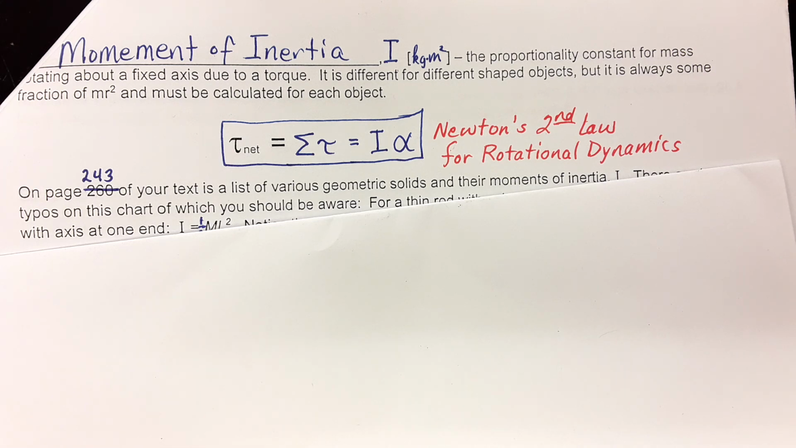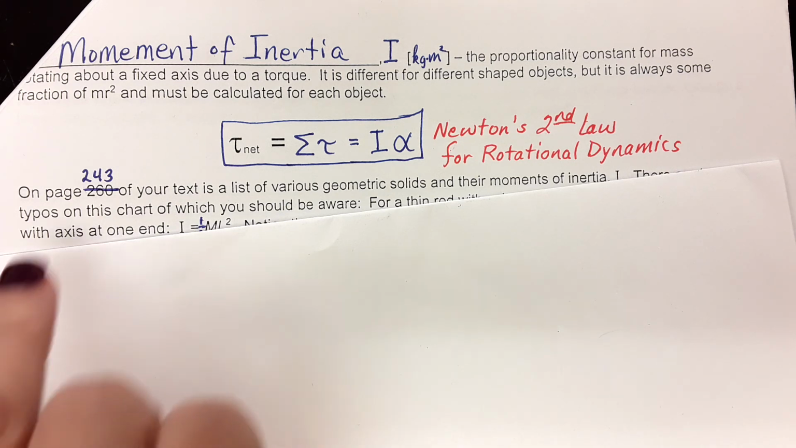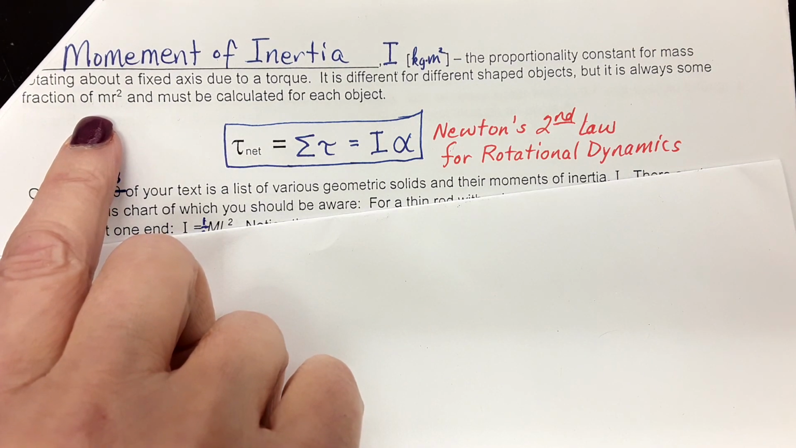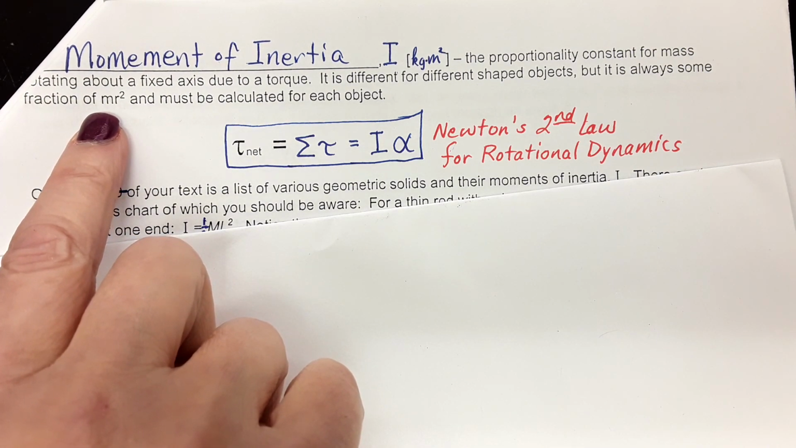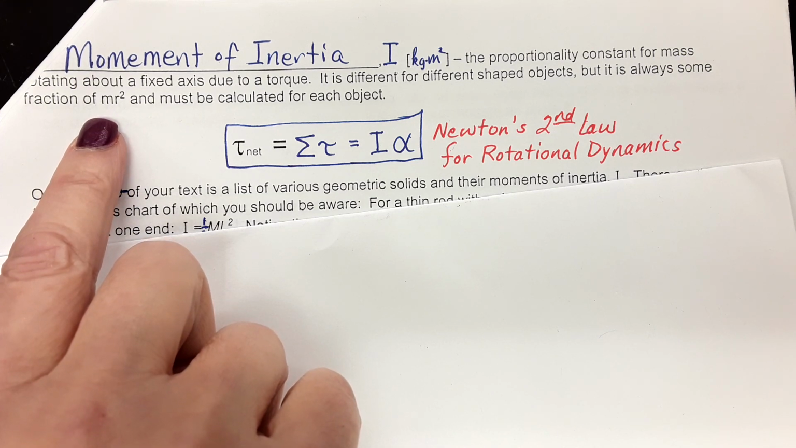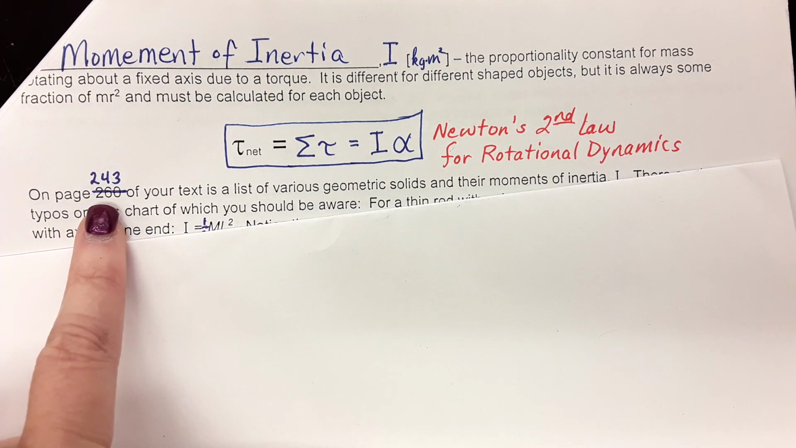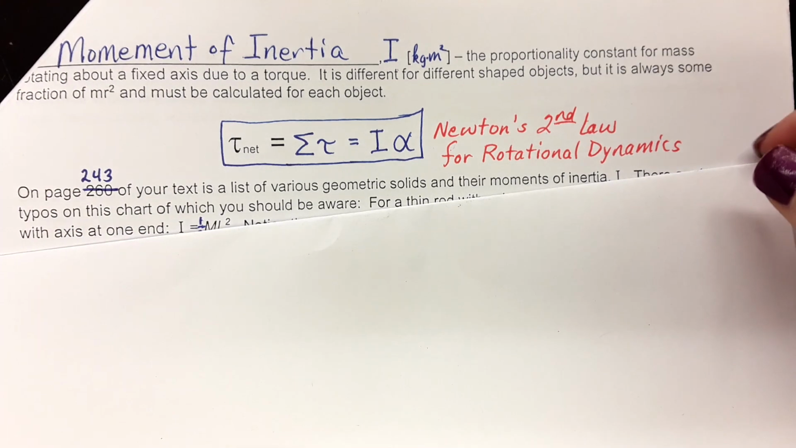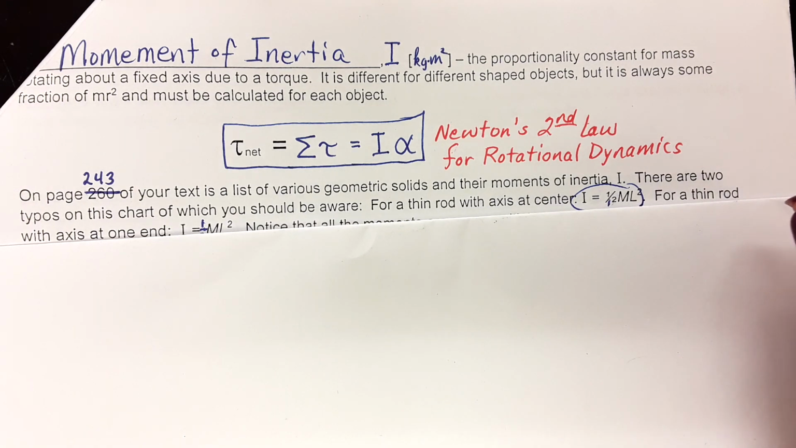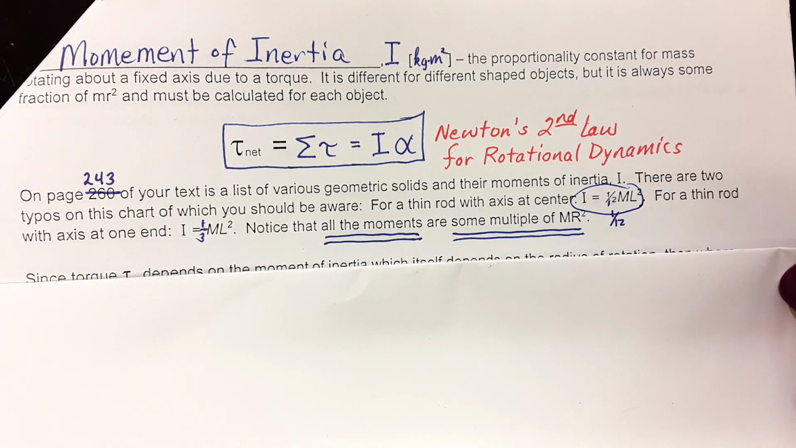We use calculus to determine the moment of inertia of an object. And for different shapes, it always turns out to be some ratio or fraction of the quantity mr squared. Okay? So, if you look on page 243, since we have a new textbook, it is now a new page number. But on page 243 of your text, they give you various geometric solids and their moments of inertia that have already been calculated into a formula form.